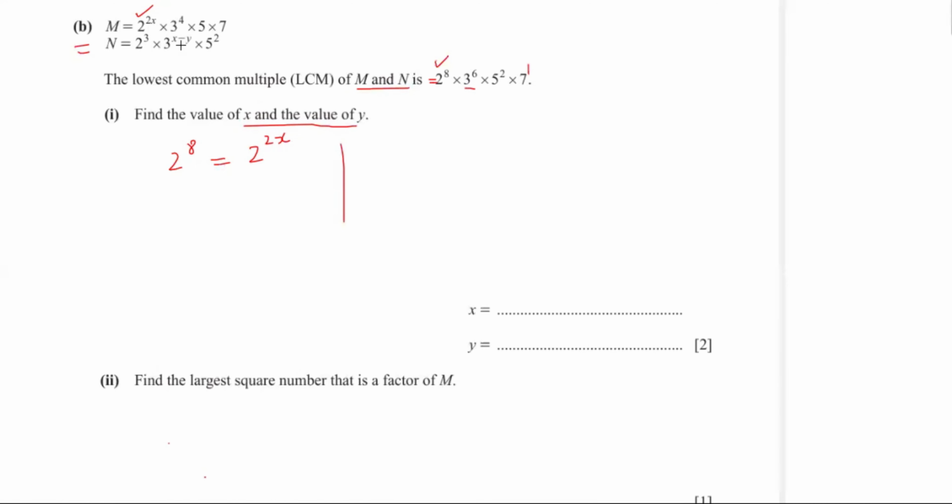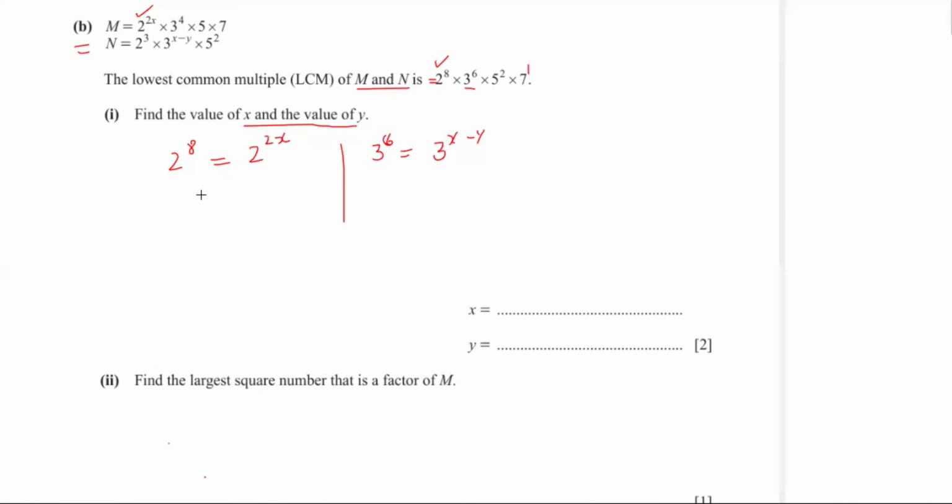And same here for 3 power 4, and this is 3 power x minus y. Now the highest power here is 3 power 6. It means 3 power 6 will be equal to 3 power x minus y. If we take 3 power 4, this will be the smallest power, and 3 power x minus y will be the highest power, which is mentioned here as 3 power 6.